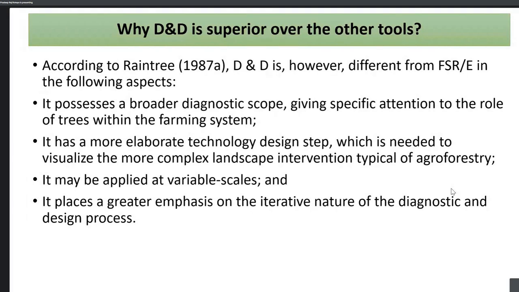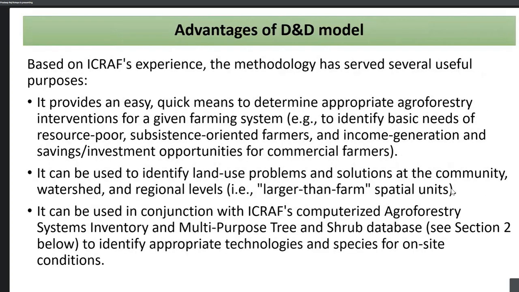It has a broad diagnostic scope, it has a more elaborated technology, it may be applied with variable skills, and it places a greater emphasis on the interactive nature of the diagnostic and design process. So it is superior to the other tools. Advantages of D&D models, advantage and limitation. Advantage: it provides easy, quick returns, meaning it determines the appropriate agroforestry system intervention for given farming systems. It can be used to identify land use problems and solutions at the community, watershed, and regional levels. It can be used in conjunction with the ICRAF Comprised Agroforestry System Inventory and multi-purpose tree crop database.